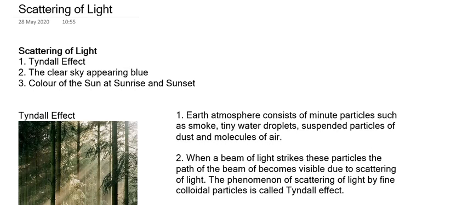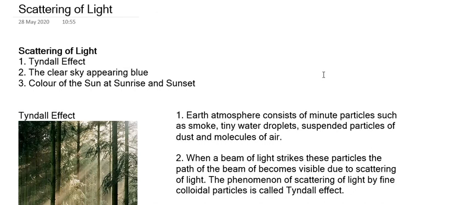In this session, we will discuss the scattering of light. When you look at this phenomenon, the scattering of light, there are three important properties associated with it, and these are all important features of light. One is the Tyndall effect. The next one is why the clear sky appears blue. Then the color of the sun, especially at sunrise and at sunset. We will discuss these features one by one.